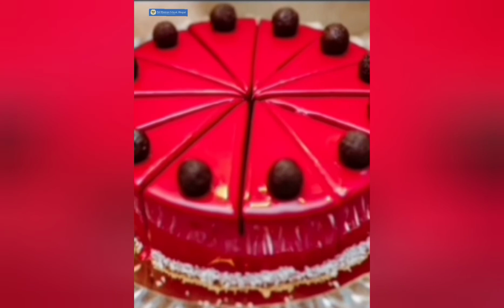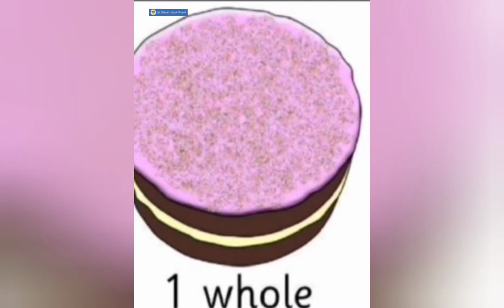How do you divide your birthday cake? Yes, you cut it into many pieces to distribute it between your friends. Let us see what these pieces are called. A whole cake can be divided into many parts. Each part of one whole cake will be called its fraction.